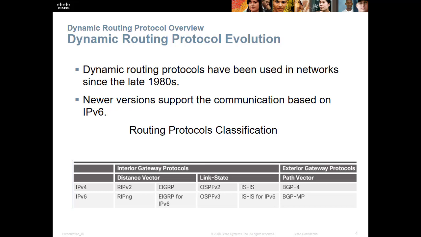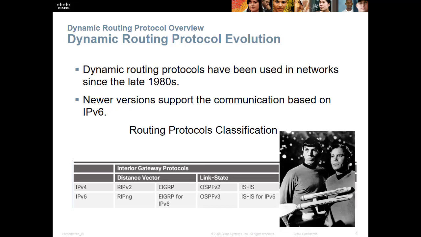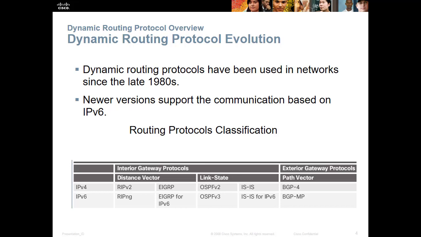And raise your hand if you're a Star Trek fan. If you're a Star Trek fan, RIP NG was actually based off of the name RIP Next Generation, which did come from Star Trek. So we have the IPv6 form of RIP, then we have EIGRP, OSPF version 2, ISIS, then we have their IPv6 counterparts. BGP we will be getting to in a later course.